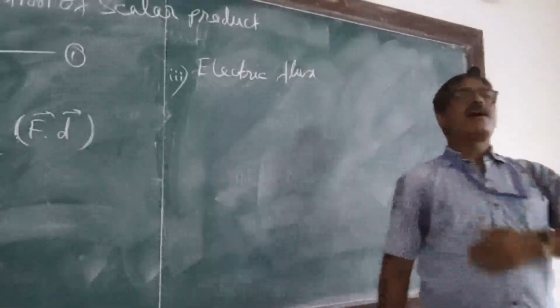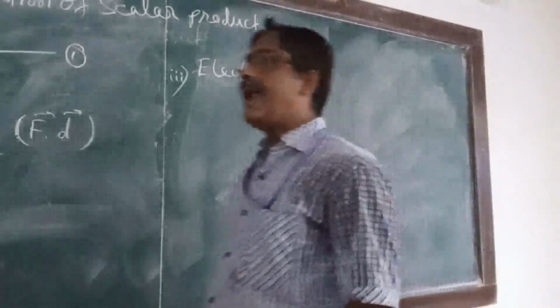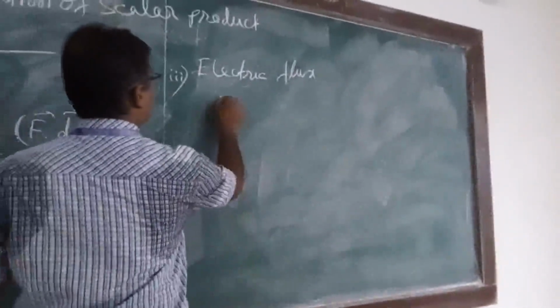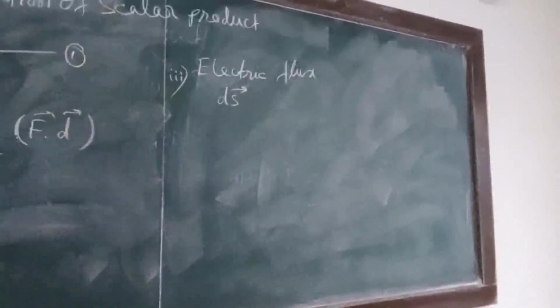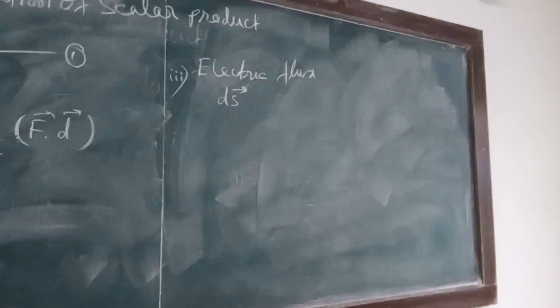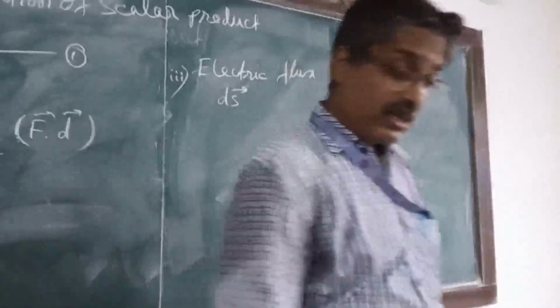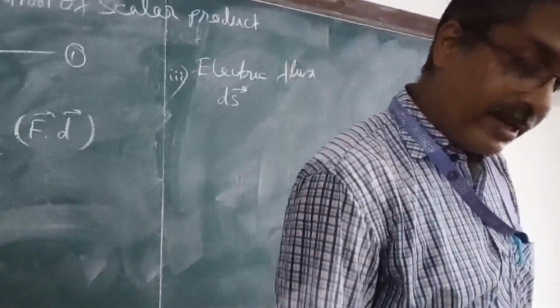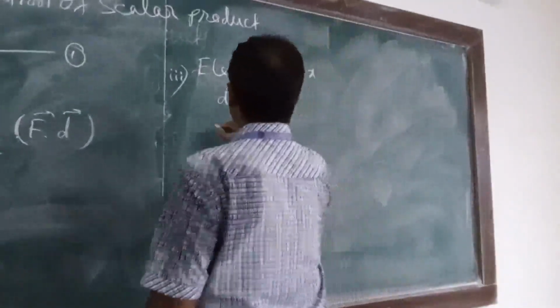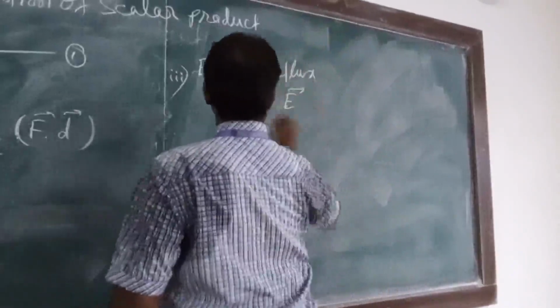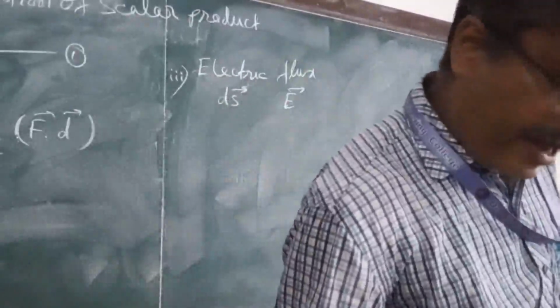Let us consider an elementary area ds. Area is a vector quantity. What is the direction of the area? Perpendicular to the area. So if this is the area, then this is the direction. Let us consider an elementary area ds in an electric field E.